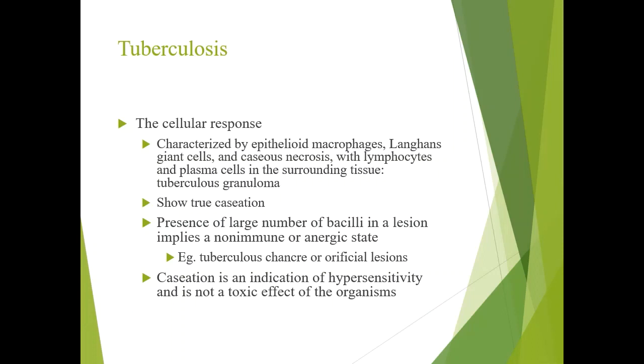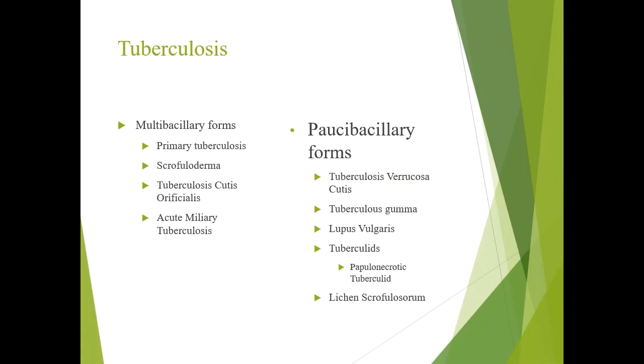Depending on the amount of bacilli, whether they are readily identified or need extensive searching, they can be multibacillary forms or paucibacillary forms. Multibacillary forms include primary tuberculosis, scrofuloderma, tuberculosis cutis orificialis, and acute miliary tuberculosis. Paucibacillary forms include tuberculosis verrucosa cutis, tuberculous gumma, lupus vulgaris, and lichen scrofulosorum.